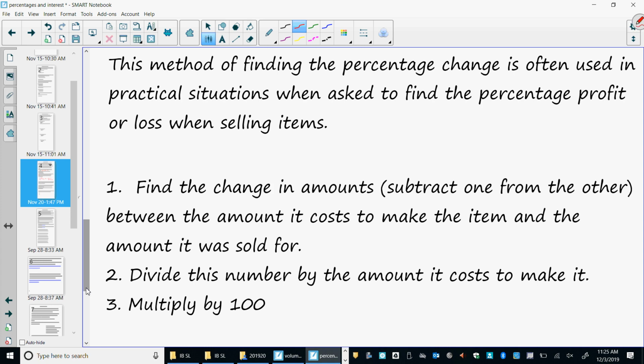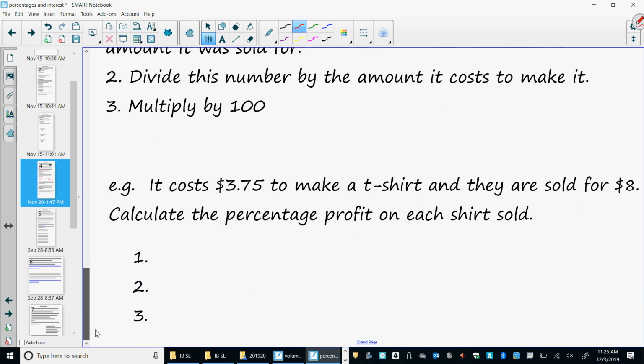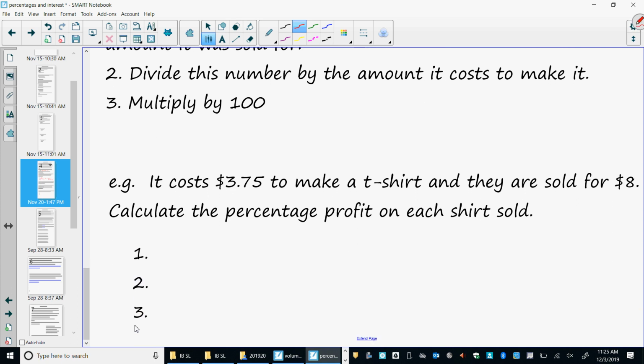Right. So, as I said, it's exactly the same process. So, for example, it costs $3.75 to make a t-shirt and they're sold for $8. Calculate the percentage profit. Okay? So we first of all find how much money we've actually made. So you're going to do 8 subtract 3.75.